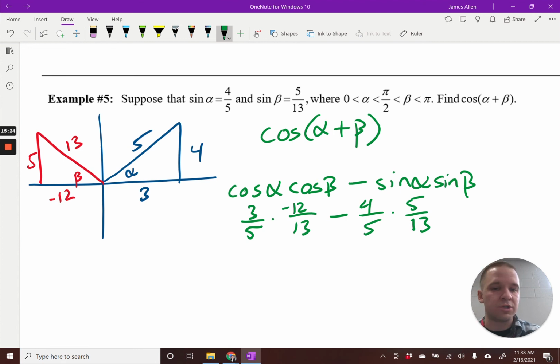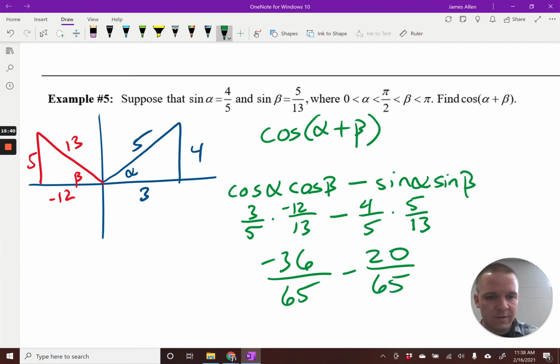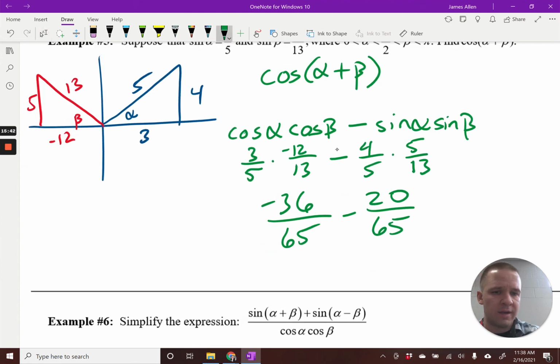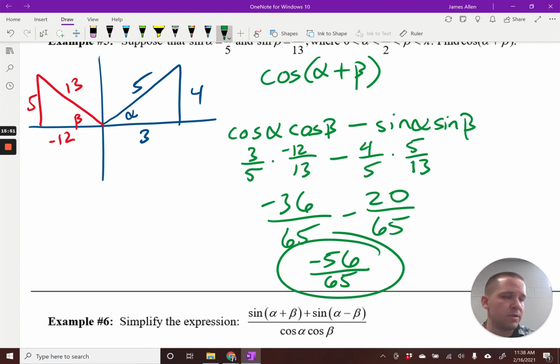So really I was using the triangles to get my cosines, right? And now I can multiply this together, and some of these numbers might get a little bit large, but you guys can handle it. So you get negative 36 over, that's what, 65, and then minus 20 over 65. We can combine those, and then I've got negative 36 minus 20, that's negative 56 over 65. And I think we're done there.